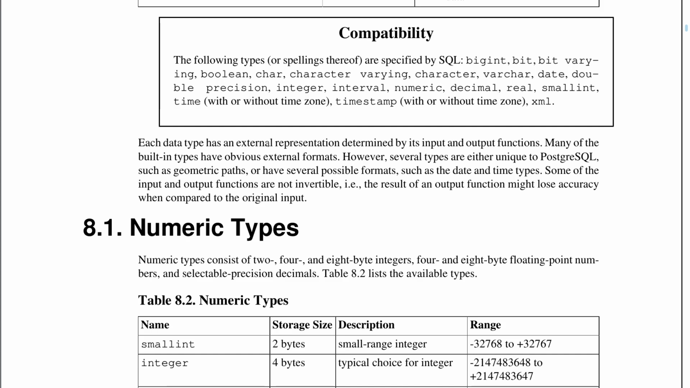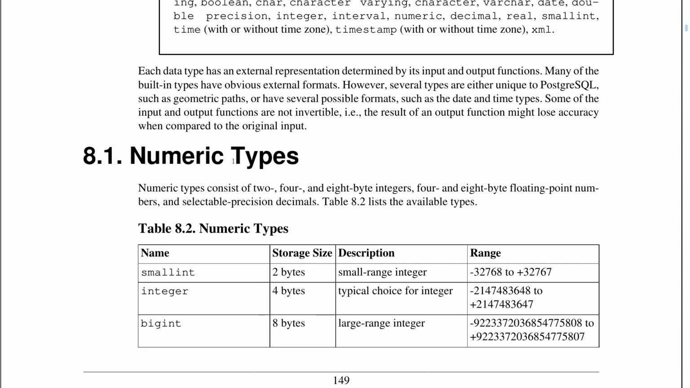Each data type has an external representation determined by its input and output functions. Many of the built-in types have obvious external formats. However, several types are either unique to PostgreSQL, such as geometric paths, or have several possible formats, such as the date and time types. Some of the input and output functions are not invertible. That is, the result of an output function might lose accuracy when compared to the original input.